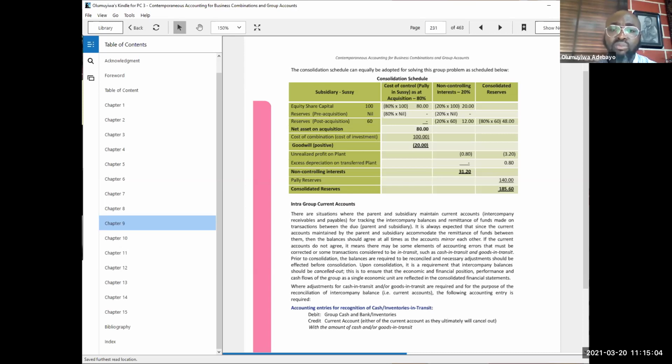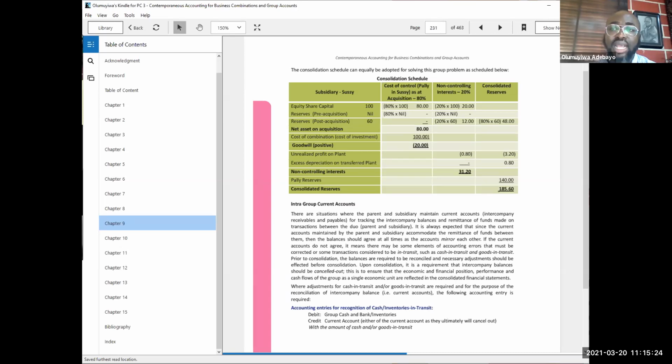Now, when we eliminate intercompany balance, that is only when we can truly know what the true position of the group is with respect to its receivables and with respect to its payables. Otherwise, it will just be a mere arithmetic process of addition rather than consolidation.